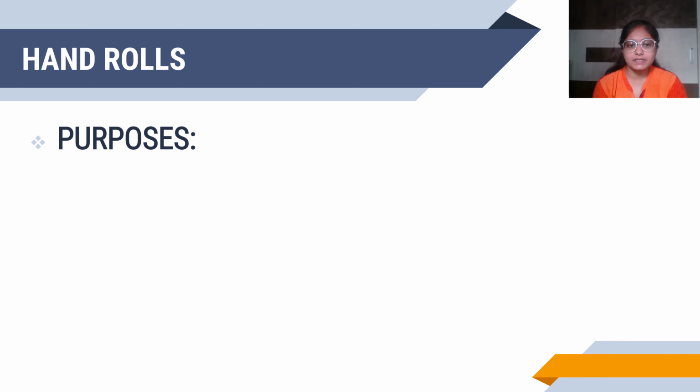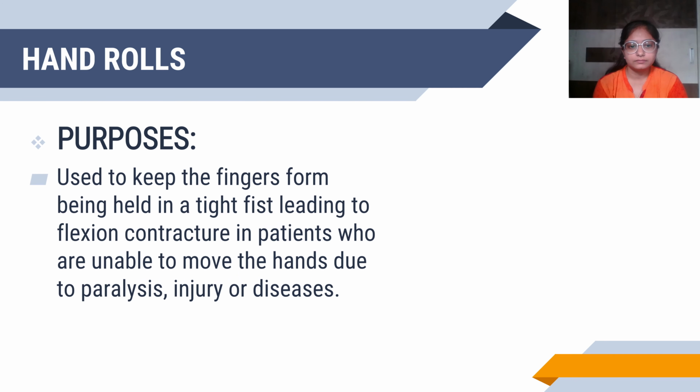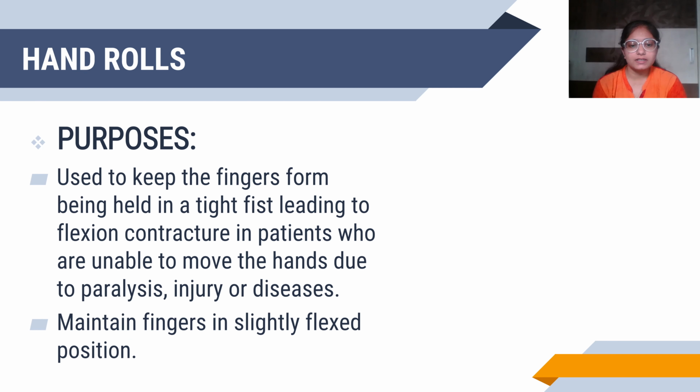Now what are the purposes behind hand rolls? Hand rolls are used for keeping the fingers from being held in a tight fist, leading to flexion contracture. Flexion contracture is defined as a chronic loss of joint movement in patients who are unable to move their hands due to paralysis, injury or any disease condition. So hand rolls can be used for providing movement in case of paralysis, injury or disease, and for maintenance of fingers in a slightly flexed position.